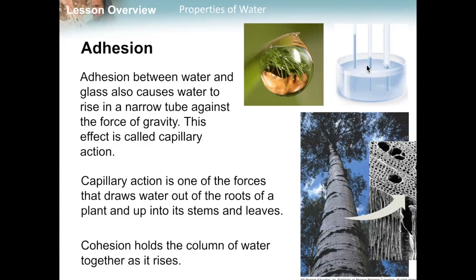capillary action. This capillary action with a larger tube is not as strong, in a smaller tube, and in an even smaller tube, the capillary action rises against gravity and will pull up this water because of adhesion. Same effect happens in a tree in these tiny capillaries. And here we see adhesion, the water droplet is stuck to the leaf, and cohesion, water holding itself together. Capillary action is one of the forces that draws water out of the roots of a plant and up into the stems and leaves. Cohesion holds the column of water together as it rises.